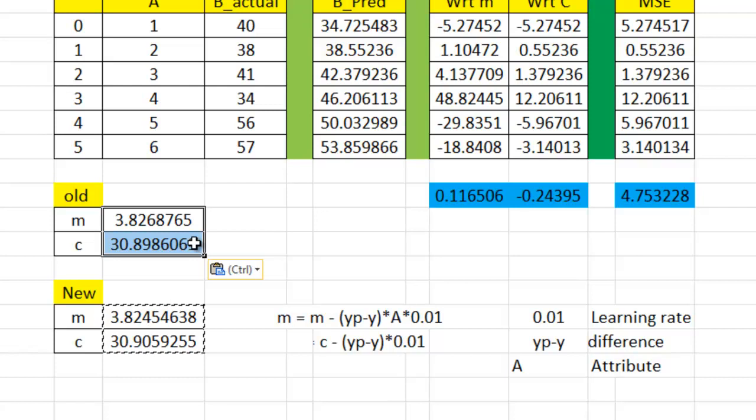Even after this, you can rerun by changing the learning rate to 0.001. As and when you reduce it, you can go near to the optimum, the same value that you are getting from the least squares regression.